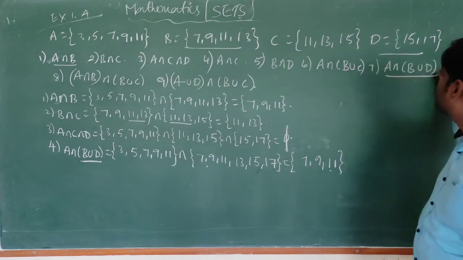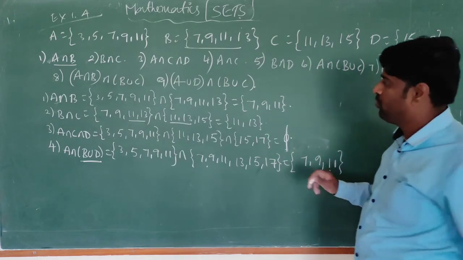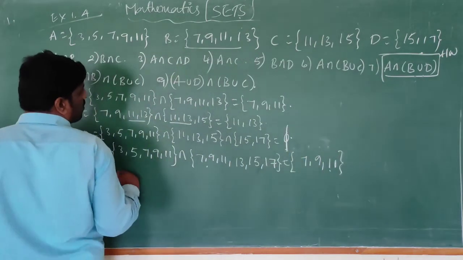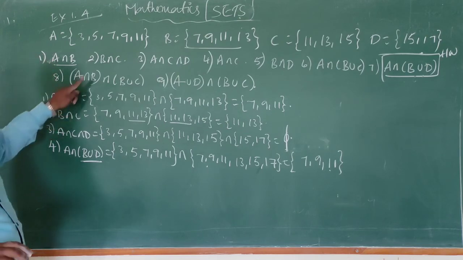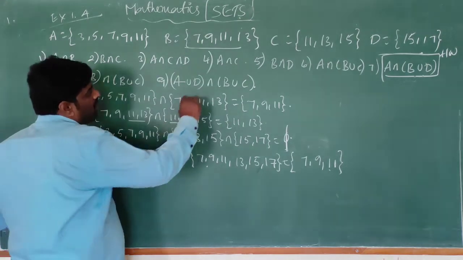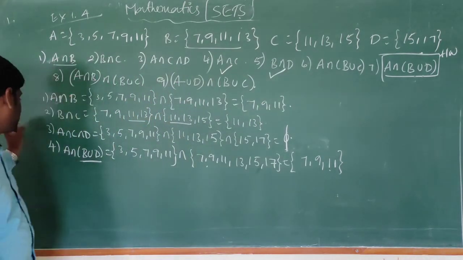And this one is homework for you. So I did A intersection B and B intersection C, and this one also is homework for you. Now I am doing this.